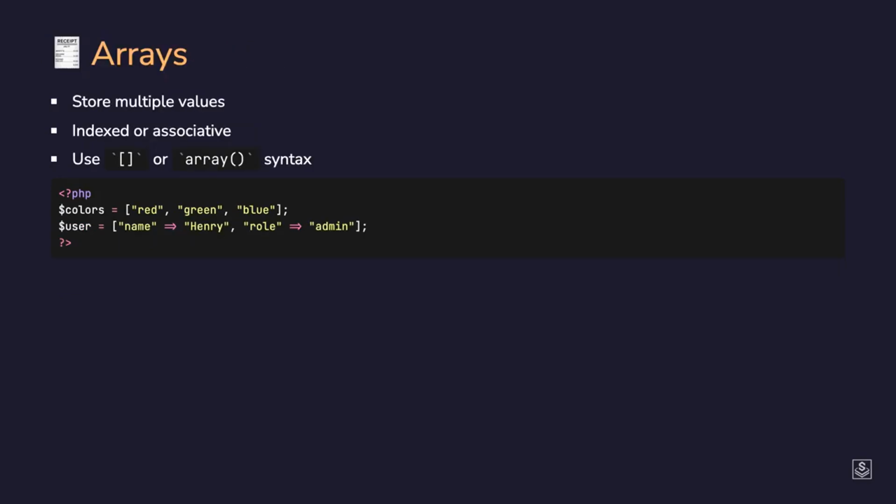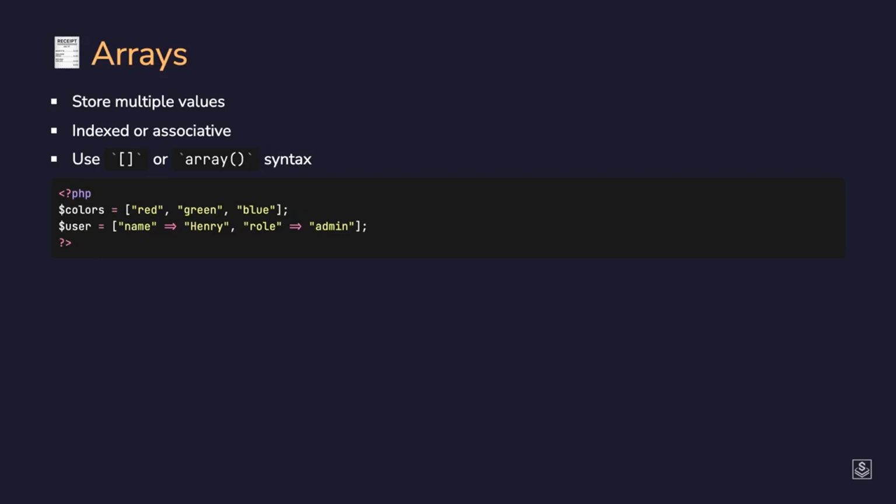Arrays in PHP are used to store multiple values in a single variable. Indexed arrays use numeric keys starting from 0, while associative arrays use named keys. You can define arrays using square brackets or the array function. In the example, $colors is an indexed array with 3 color strings.